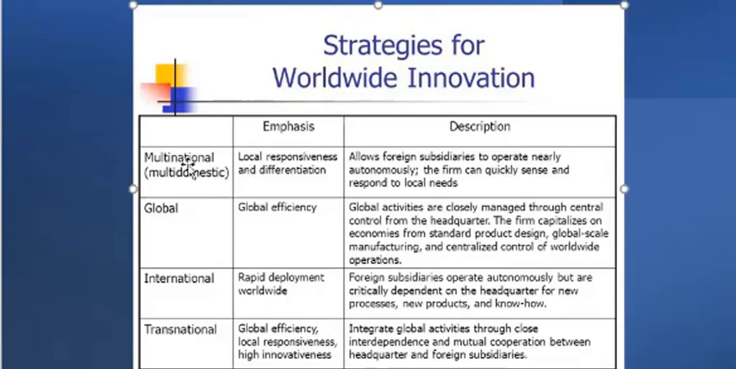You have what is called multinational. This is mostly multi-domestic, but some questions could say multinational. Then you have global, you have international, and you have transnational. With multi-domestic or multinational, the company is saying that in our operations in different countries, we want to have local responsiveness. So we want to make sure that those foreign subsidiaries are able to operate autonomously, independently from the headquarters, from the home country. So the firm can quickly sense and respond to local needs.